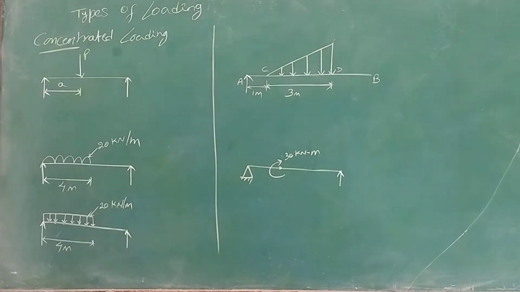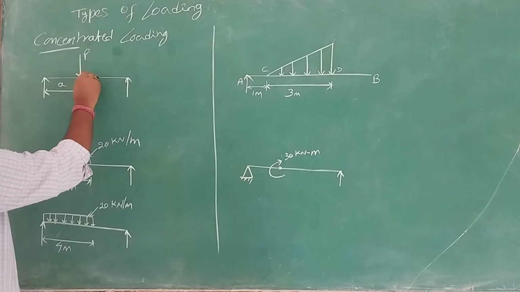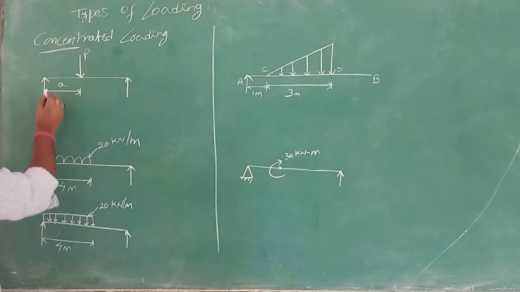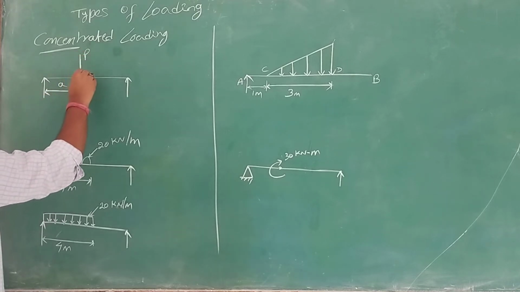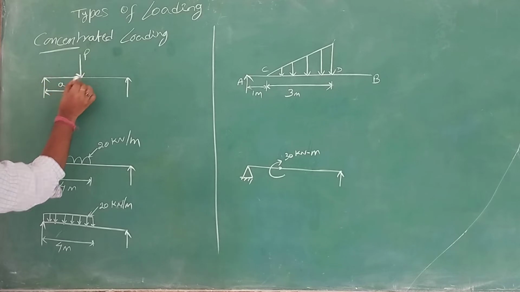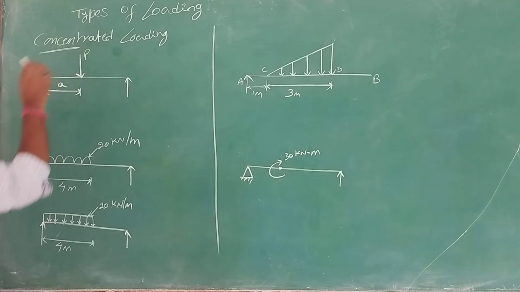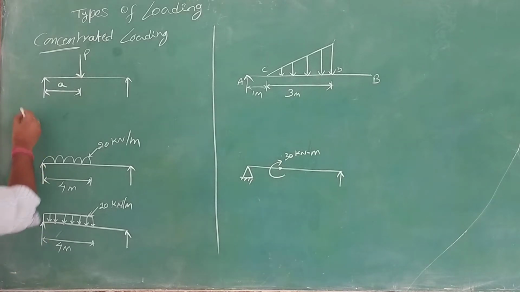If you see in this diagram, you will see a point load, or the load is acting at a specific point, over a small distance A. If this is my load P, it is acting over a small distance A. So this is called concentrated loading. Next, this is my first model.